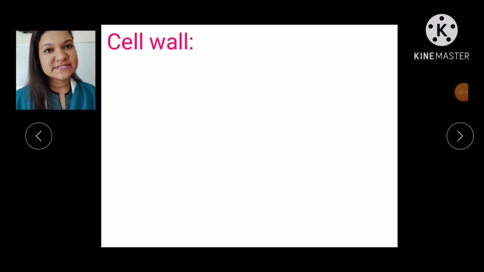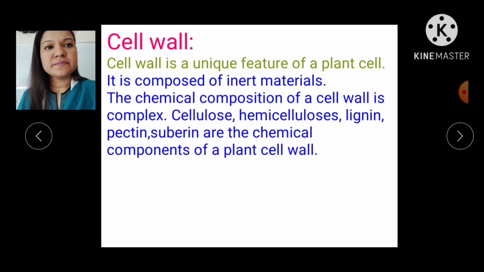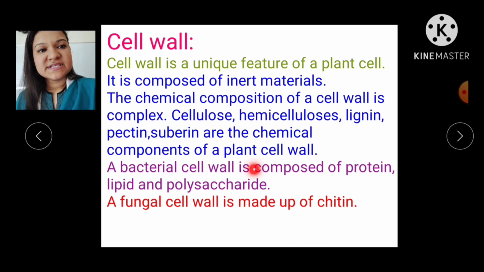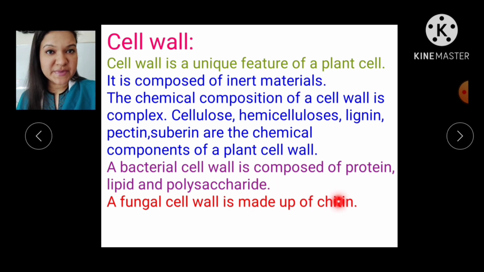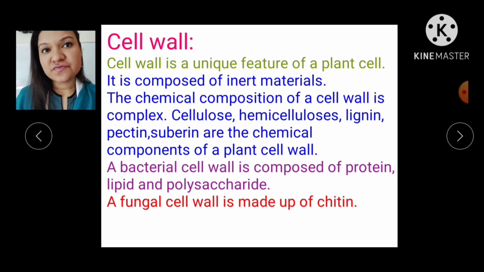Now I will describe the cell wall. This is a unique characteristic of a plant cell. It is composed of inert materials. The chemical composition of a cell wall is complex. Cellulose, hemicellulose, lignin, pectin, suberin are the chemical components of a plant cell wall. Bacterial cell wall is composed of protein, lipid and polysaccharide, and the fungal cell wall is made up of chitin, that we actually read in the first chapter.